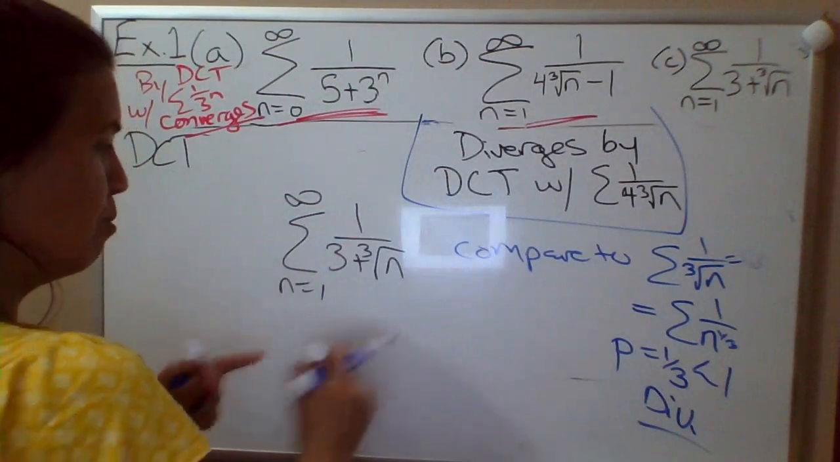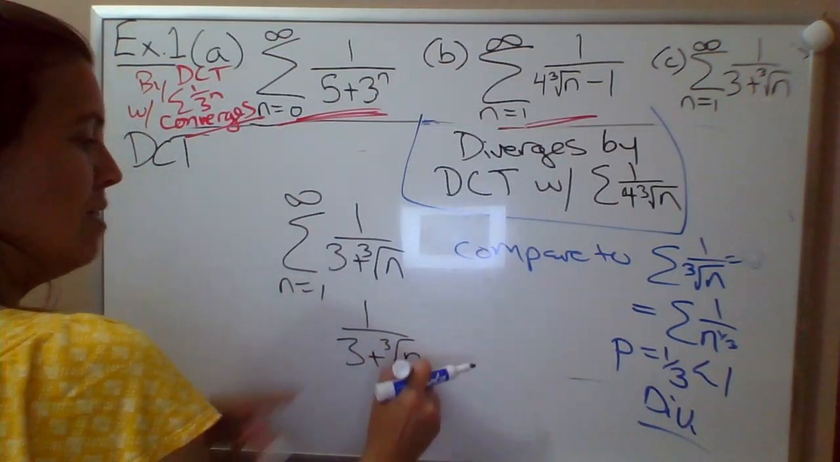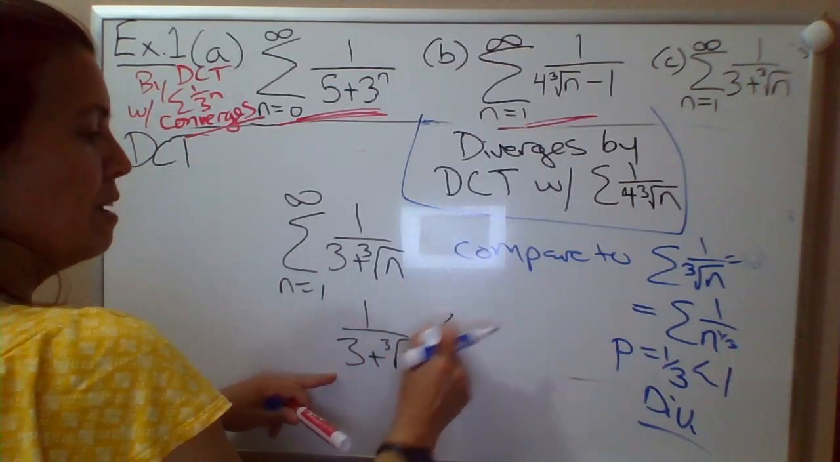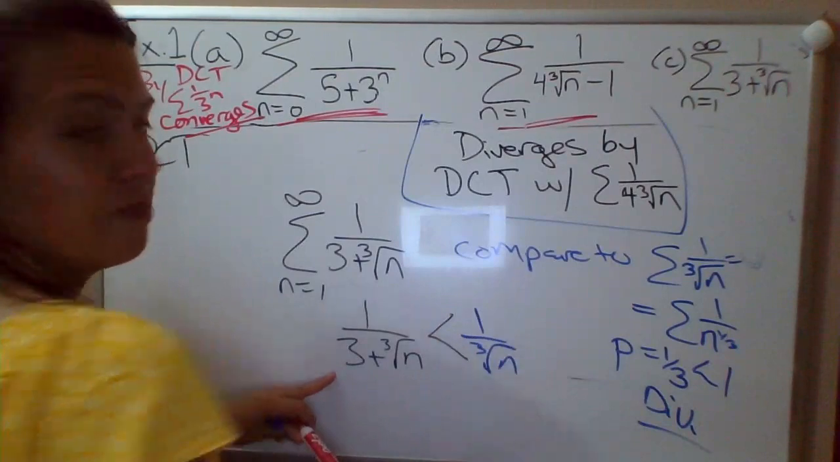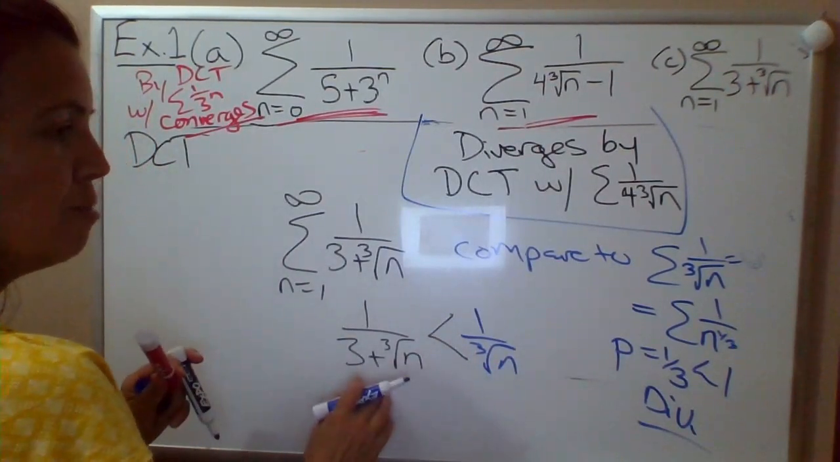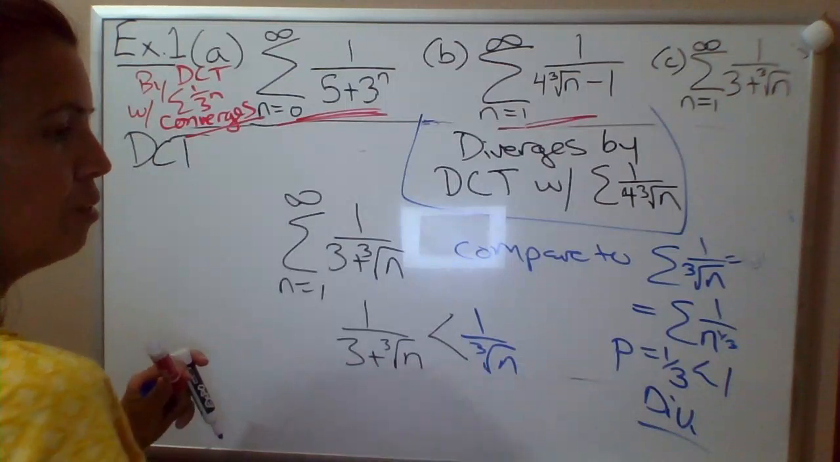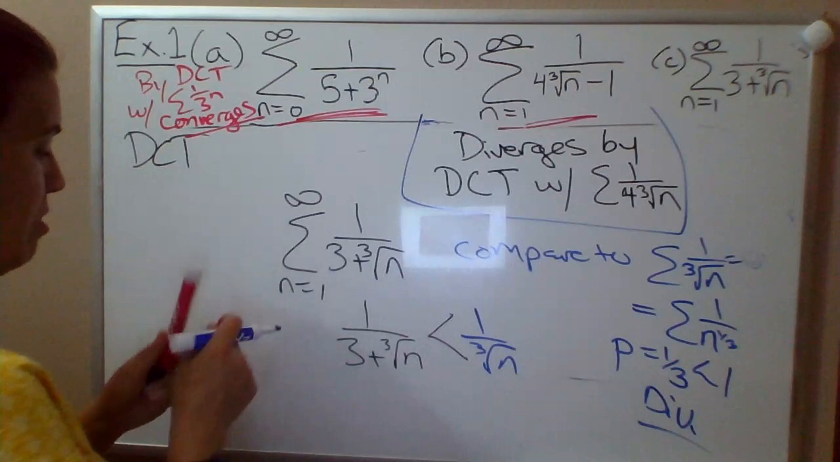Now do your term by term comparison. So if I'm adding 3 in the denominator here, that's going to give me a smaller piece of the pie compared to this. So smaller terms here. Oof, this one diverges. That didn't quite work. Let me show you a picture.